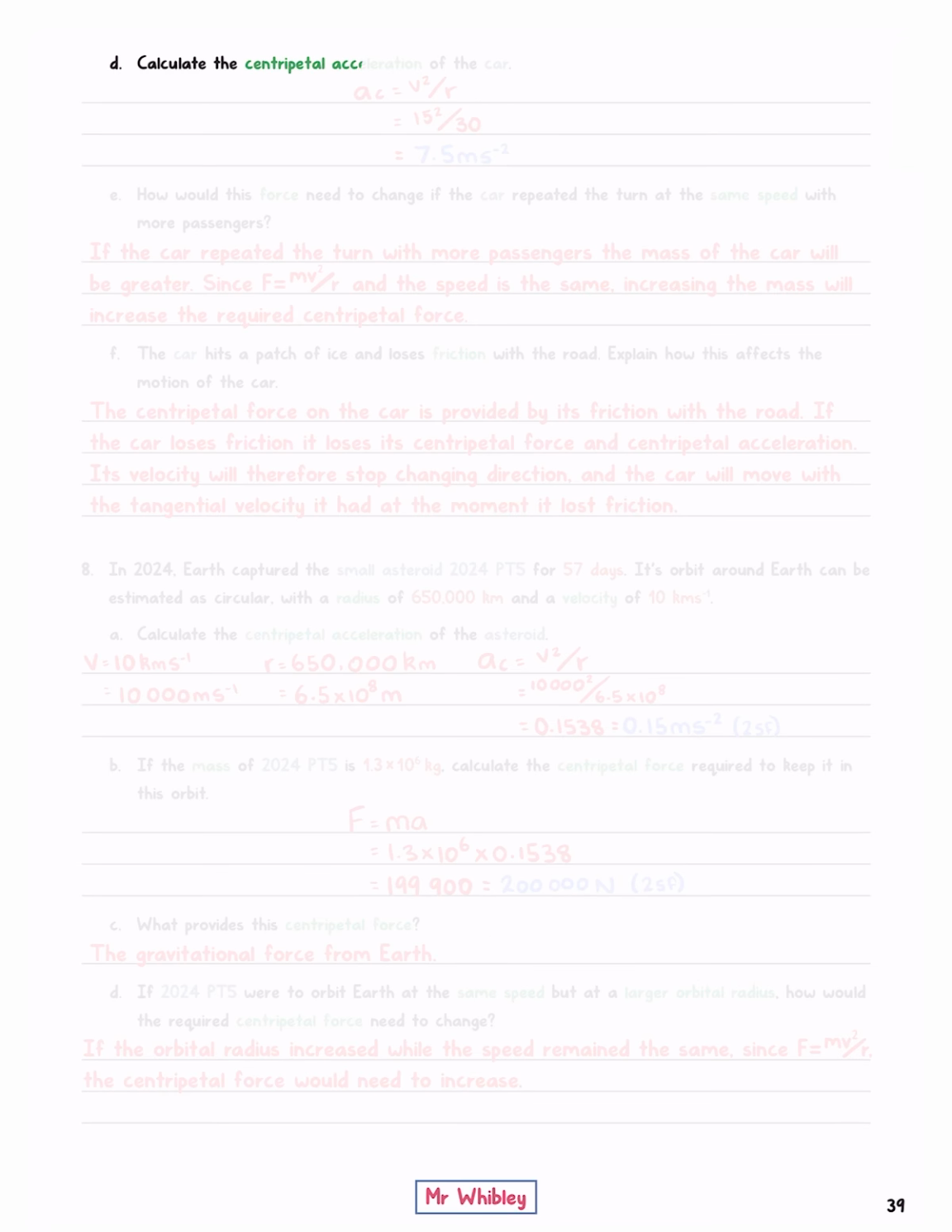Calculate the centripetal acceleration of the car. We know that centripetal acceleration is v squared over r. We know the velocity is 15 and that the radius is 30, which gives us 7.5 meters per second squared.